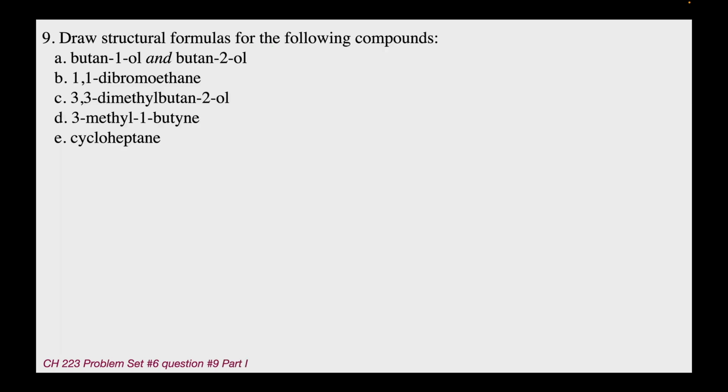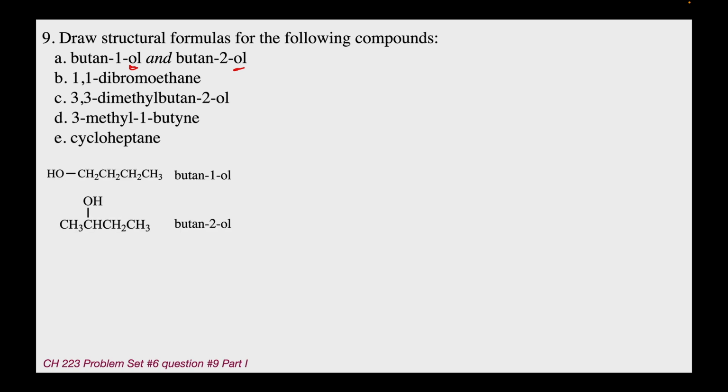In this question, you need to draw some structural formulas for these compounds. What I want you to do here is focus on what kind of compounds they are. So on 9A, notice that there's an OL ending. And OLs mean alcohols. Alcohols are carbon compounds with an OH on them. And in the 1-ol and the 2-ol, the 1 and the 2 tell you where the OH is going to be. So butane would be 4 carbons in a row. Butane 1-ol would have an alcohol off the first carbon, and butane 2-ol would have an alcohol off the second carbon.